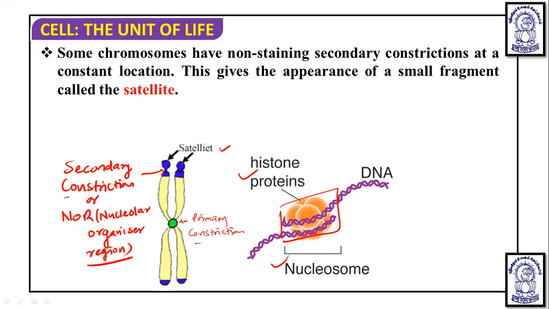So the secondary constriction, or nuclear organizer region, has genetic DNA which has the ability to form rRNA, and this rRNA helps in the organization of a nucleolus. Because of this, we call it the nuclear organizer region.